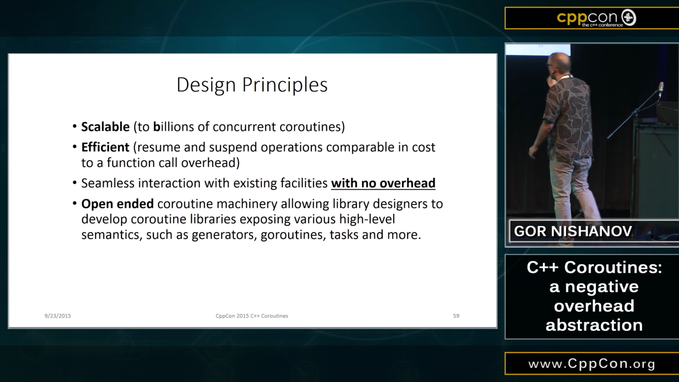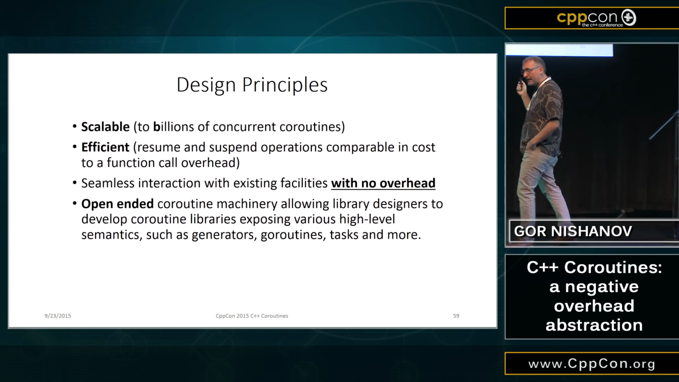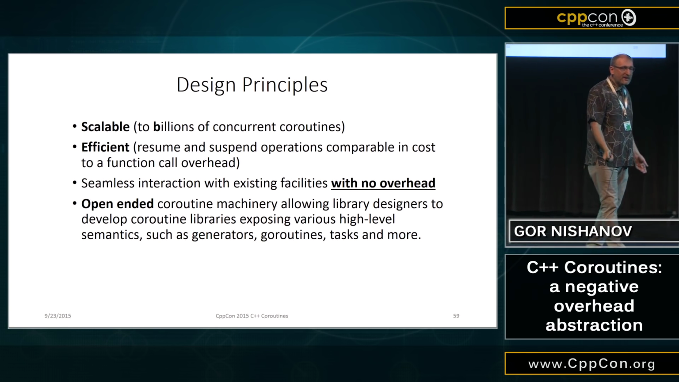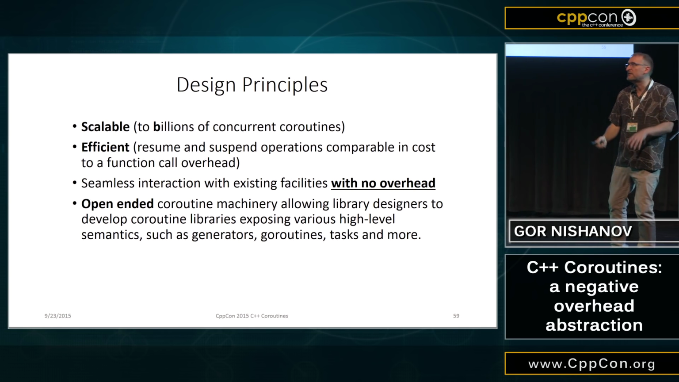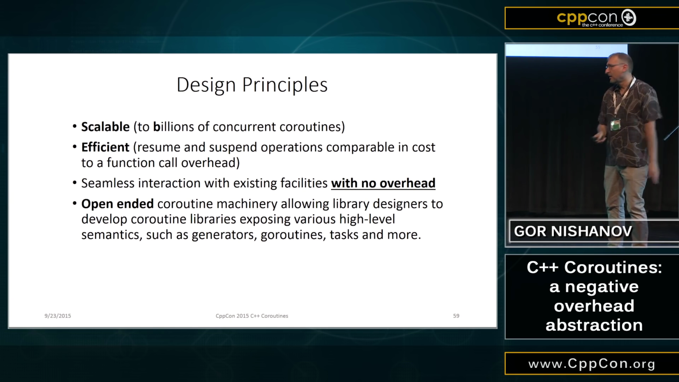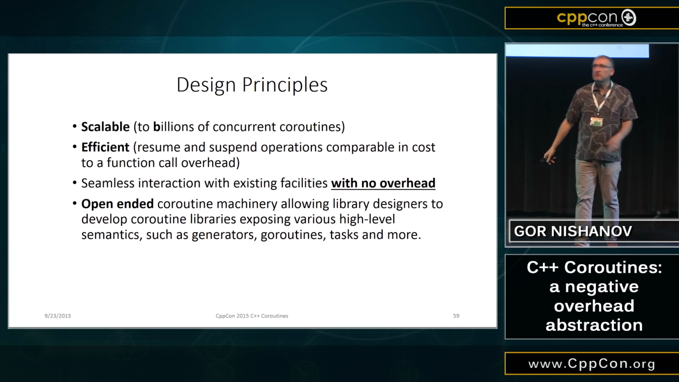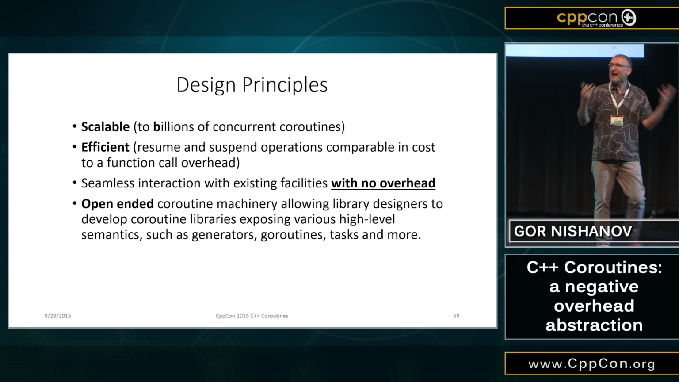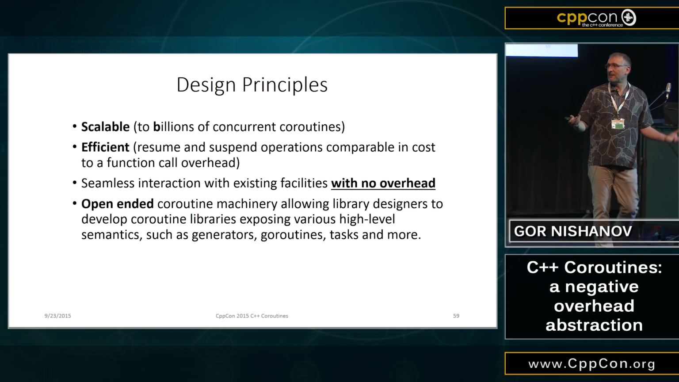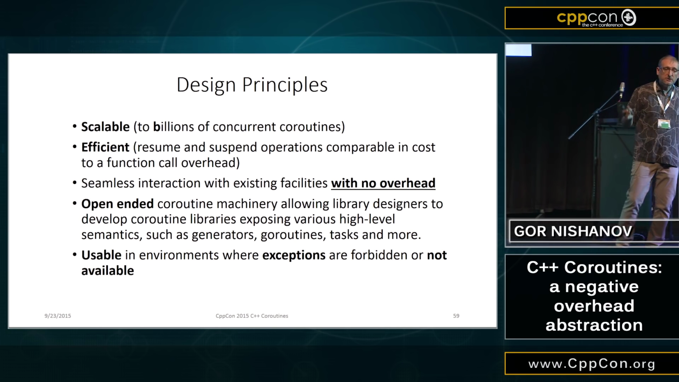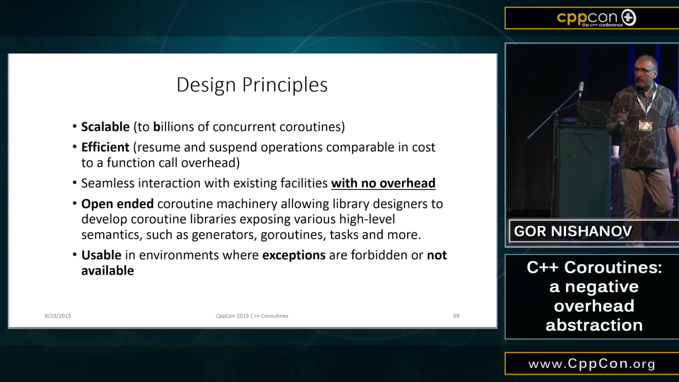And the previous slide explained that point, that unlike other languages which define that, okay, if it's a generator, it's that class, if it's a task, it's that class, we don't want to do that. We want to use coroutines for whatever you can invent. So they're open. And finally, we wanted coroutines to be usable everywhere.